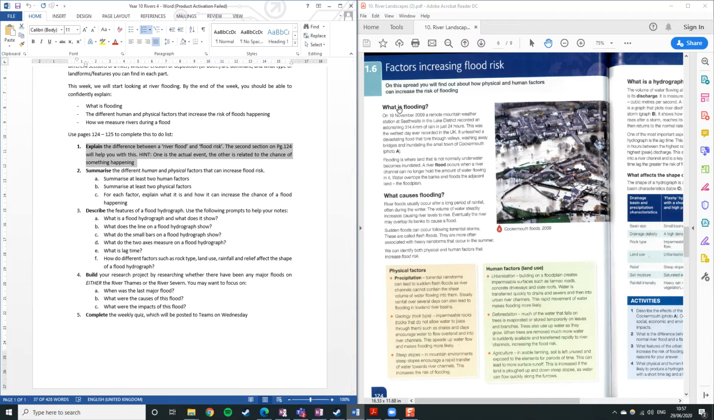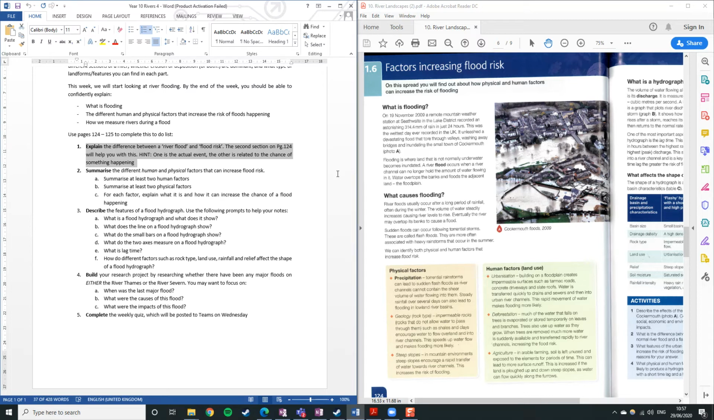So first things first, you need to explain the difference between a river flood and flood risk. I would suggest looking at page 124, which I've got open here on the right of the screen in the textbook, and that will help you with this. So it might sound really simple. What is a flood? Well, a flood is when a river bursts its banks. However, a flood is different from flood risk.